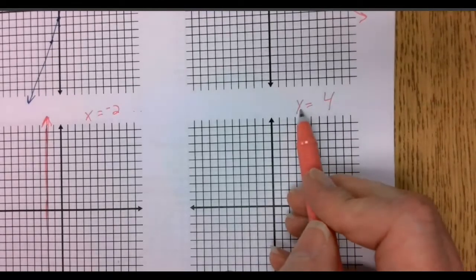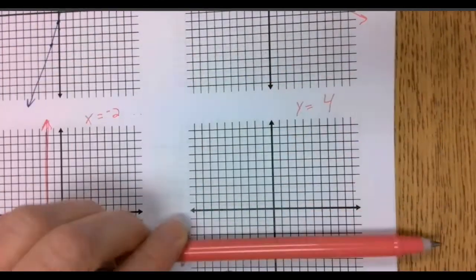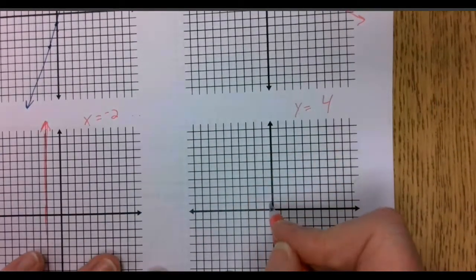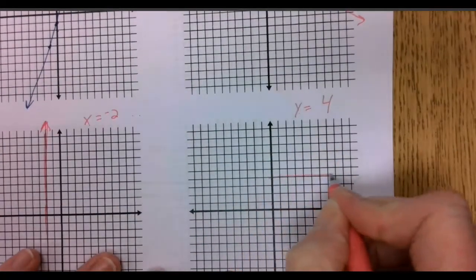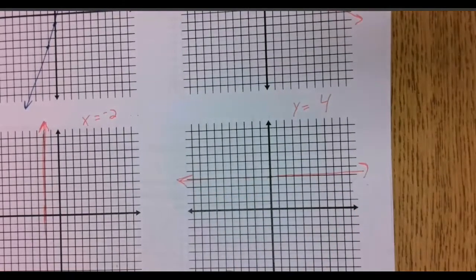Okay, so again, only one variable, so it's only going to cross the y-axis. You're going to have a horizontal line. Where does it cross it at? 4. 1, 2, 3, 4. If there's only one variable, it crosses that axis.